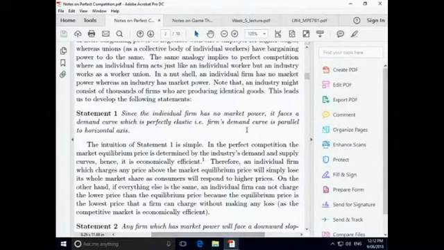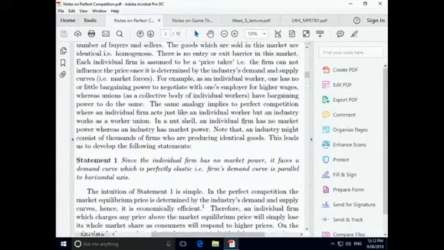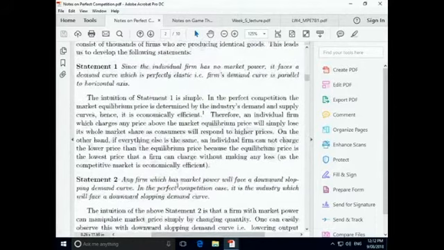Then we come to statement 2, which says basically the opposite. A firm that has market power will face a downward sloping demand curve. In perfect competition, it is the industry which faces a downward sloping demand curve. I already gave an example, the worker union. But now I'm going to prove it, and we call it a pictorial proof, which means I'm going to draw a diagram to prove this.